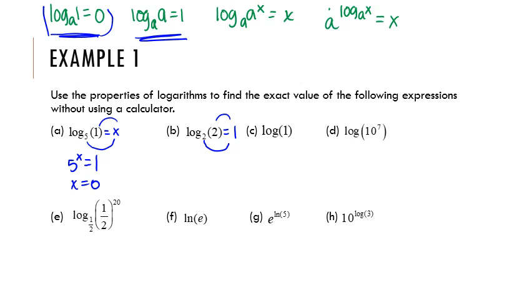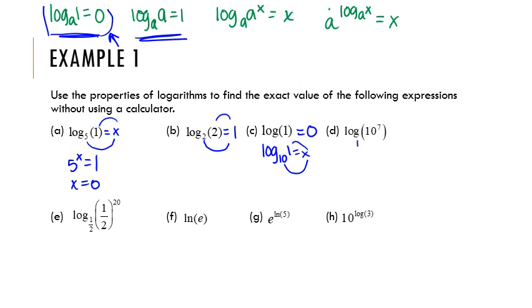Letter C. Log of 1. So log of 1 is log base 10 of 1. You can see this matches up with that first property. So the answer is 0. Again, you can think about it. 10 to what power is 1? Well, 10 to the 0 power is 1.